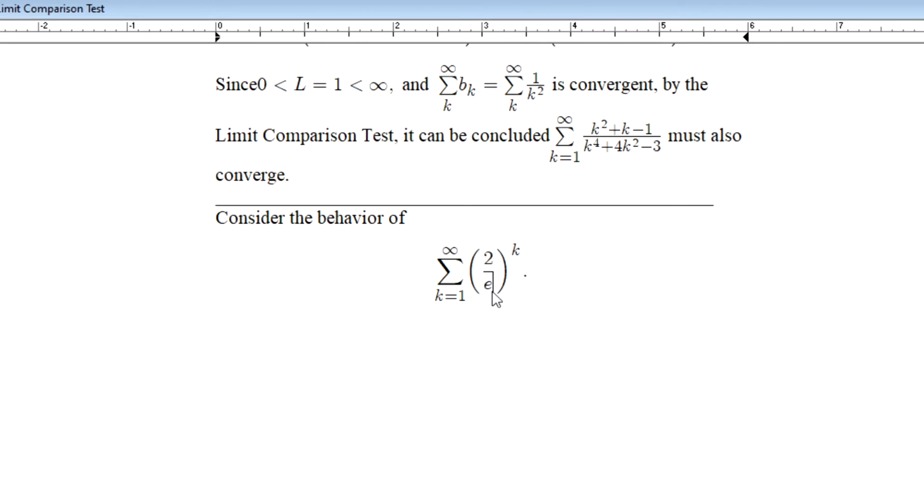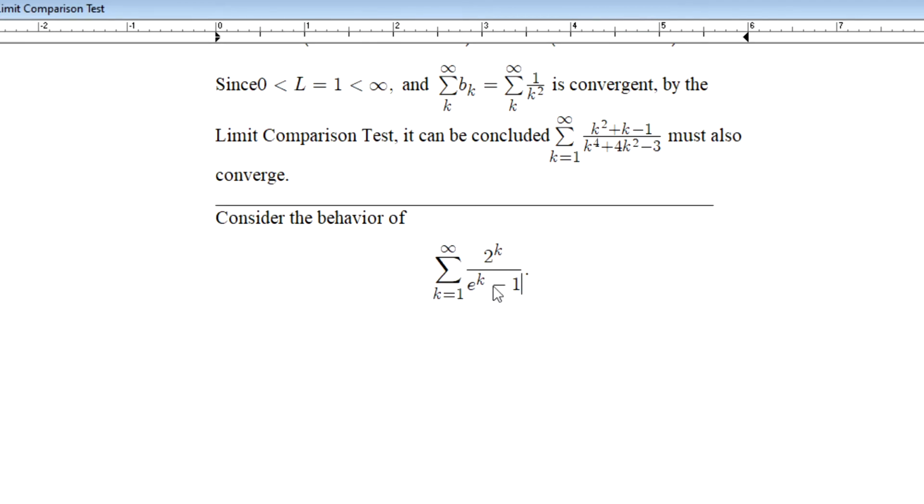e is 2.72. So 2 divided by 2.72 will certainly be smaller than 1. And this would be the case for a convergent geometric series. Notice all I did to form this was simplify the overall behaviors.